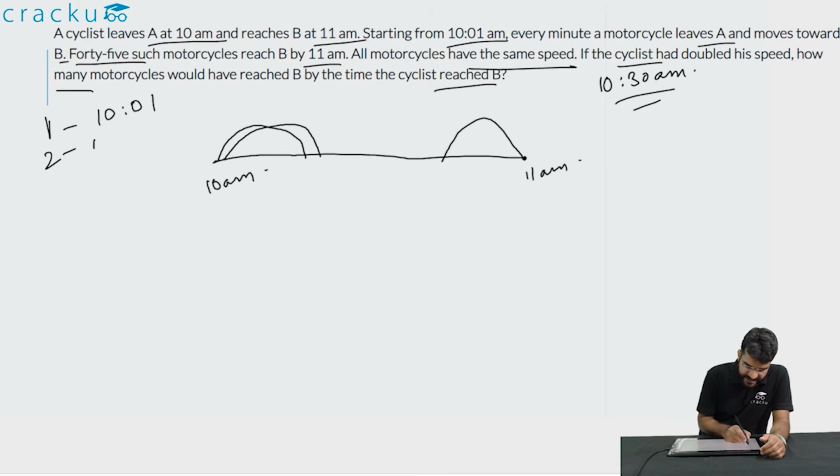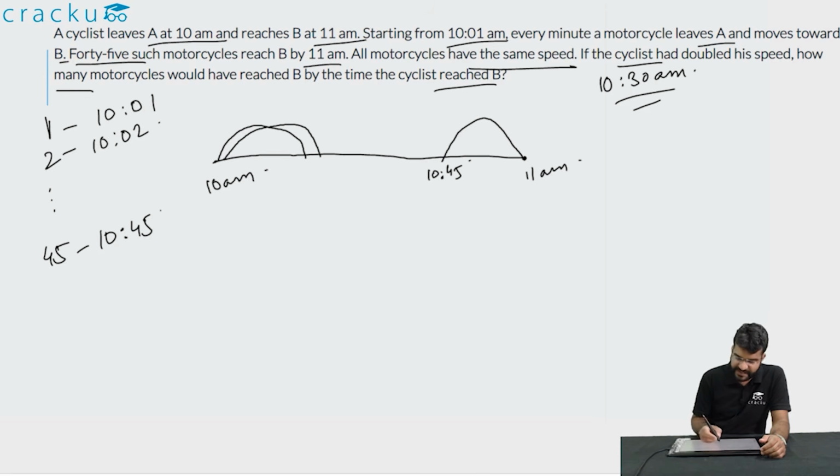The second motorcycle leaves at 10:02. Similarly, the 45th motorcycle, which is the last motorcycle to reach B, left A at 10:45. So this is the start time of the last motorcycle which reached B at 11 a.m. So for a motorcycle, the time it takes to reach B from A is 15 minutes. The motorcycle which left at 10:46 would reach B at 11:01. That is something that you should remember.